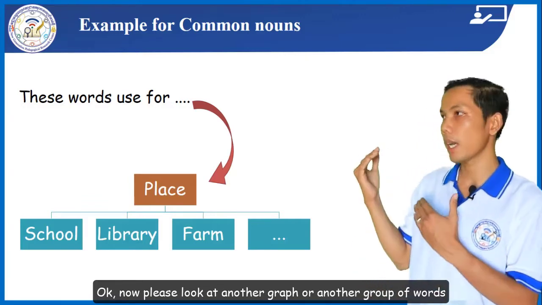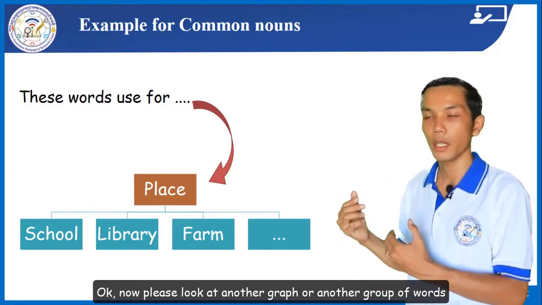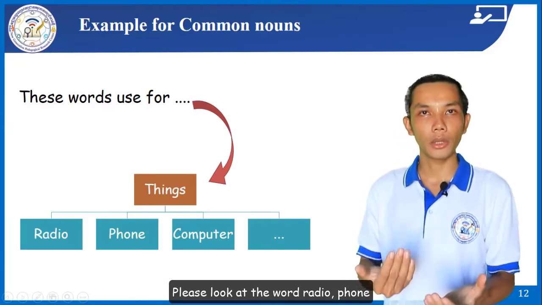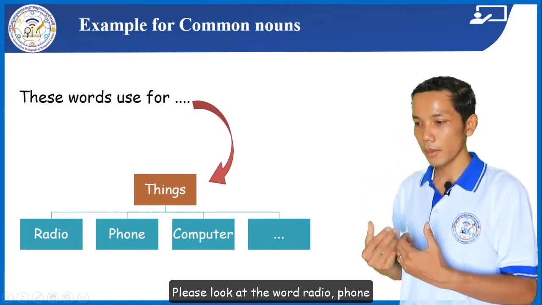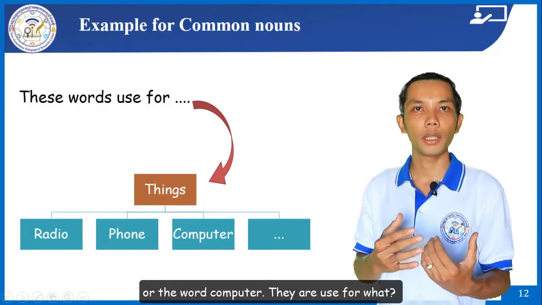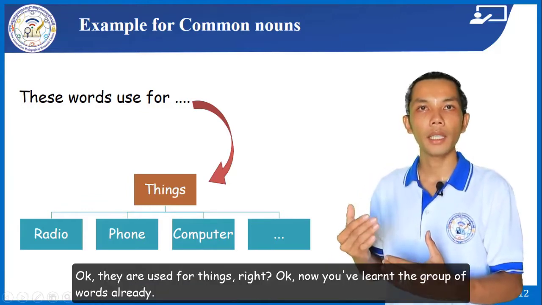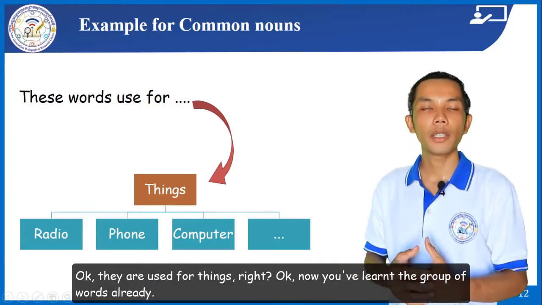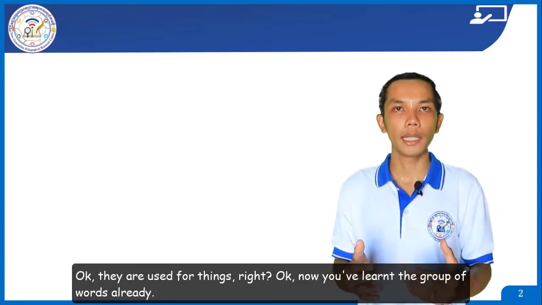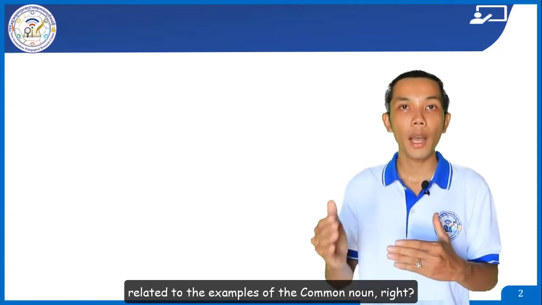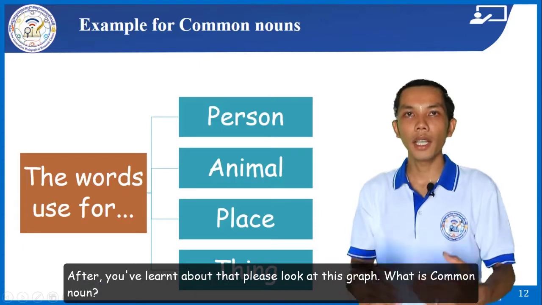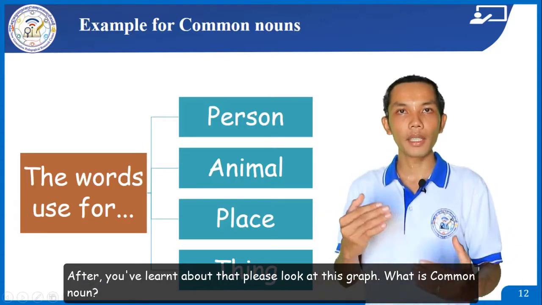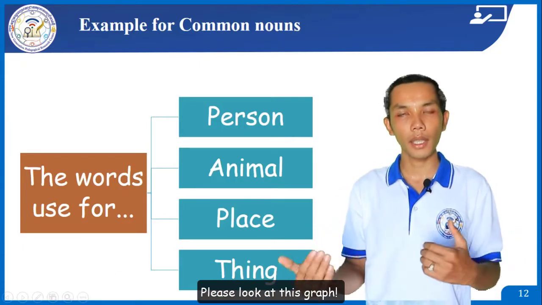Okay, now, please look at another group of words. Please look at the words radio, phone, or the word computer. They are used for what? Okay, they are used for things, right? Okay, now you have learned a group of words related to examples of common noun, right? After you learn about that, please look at this graph. What is common noun? Please look at this graph.